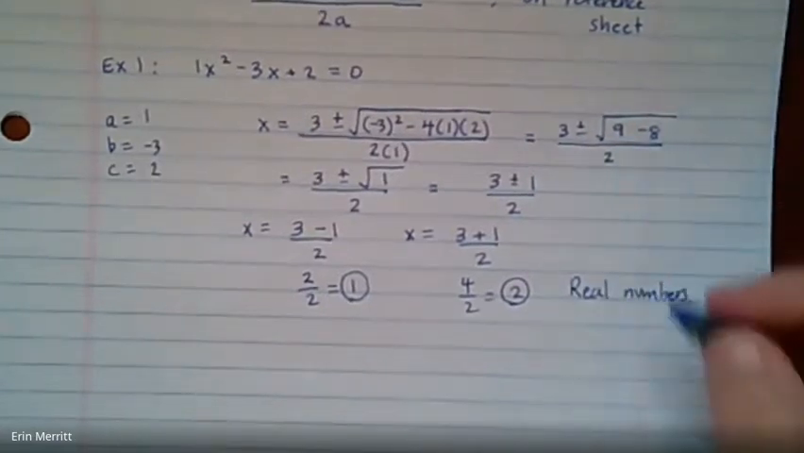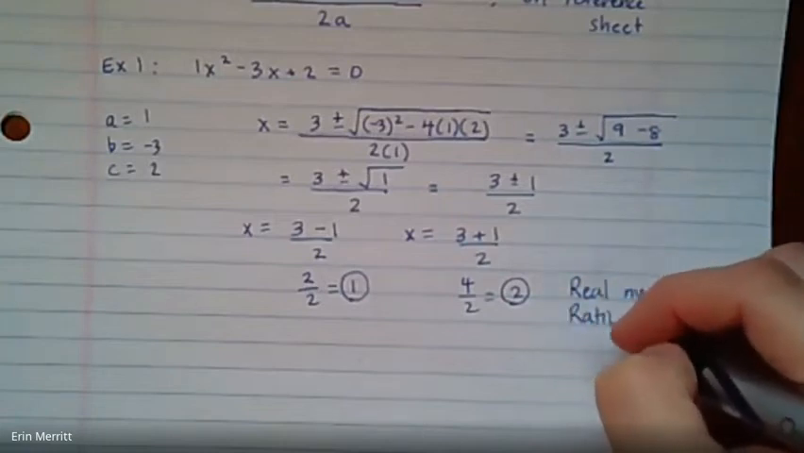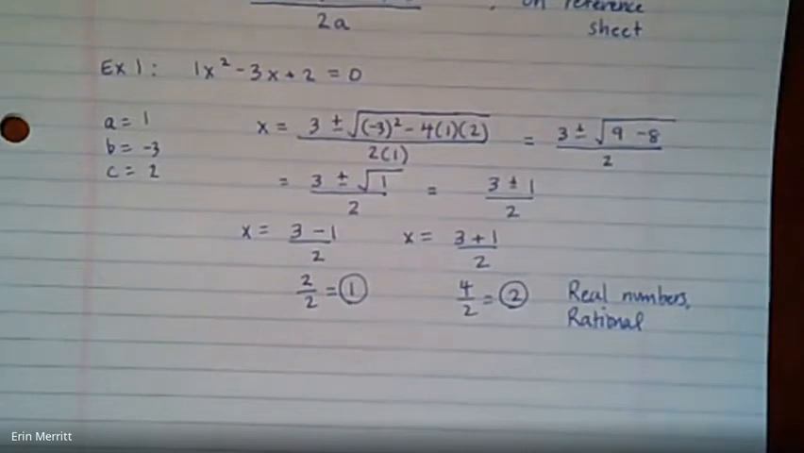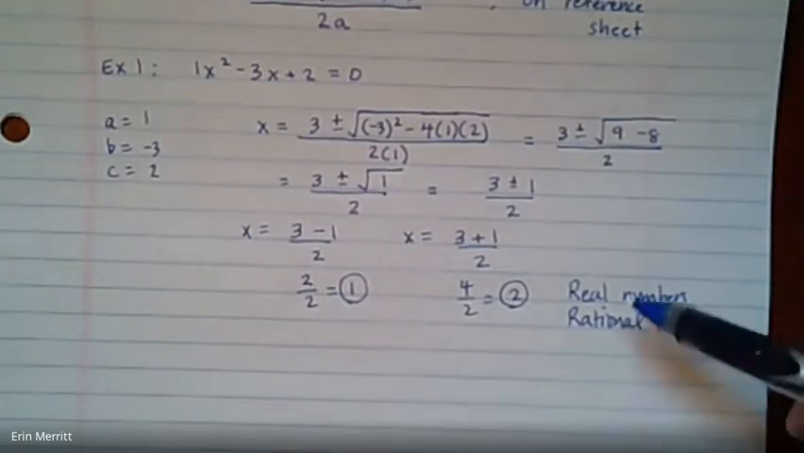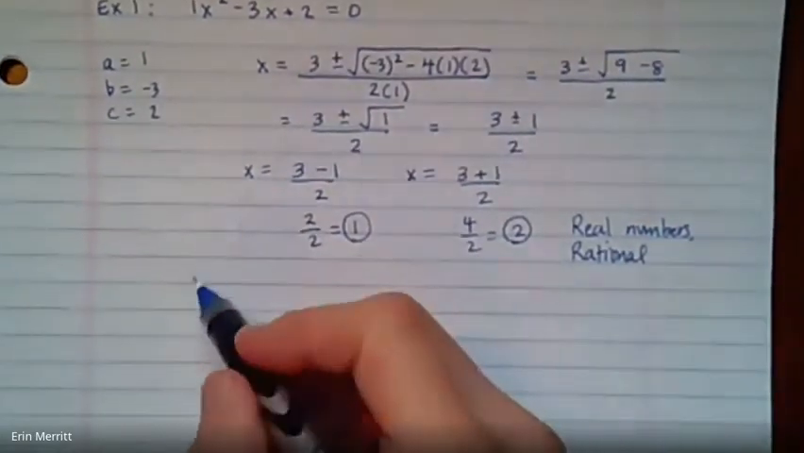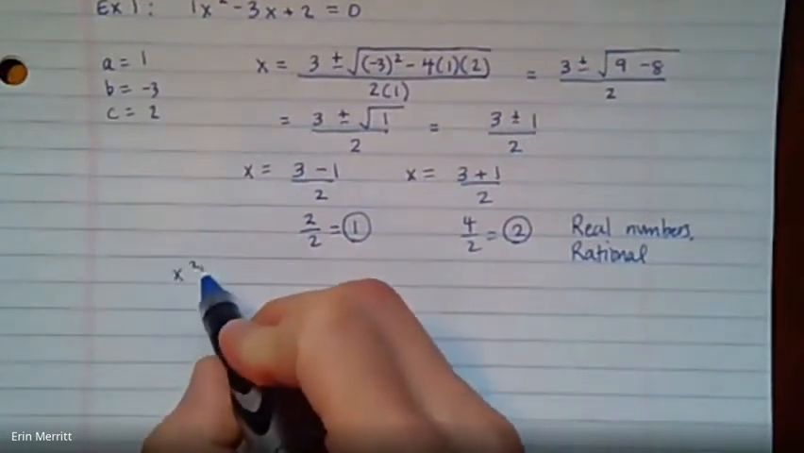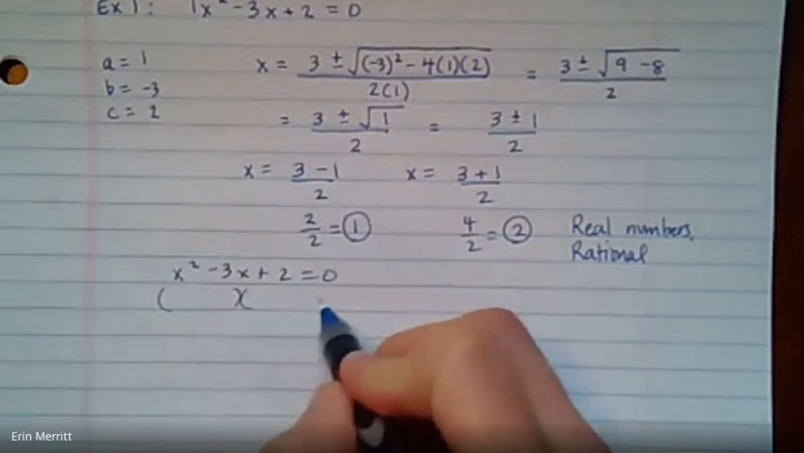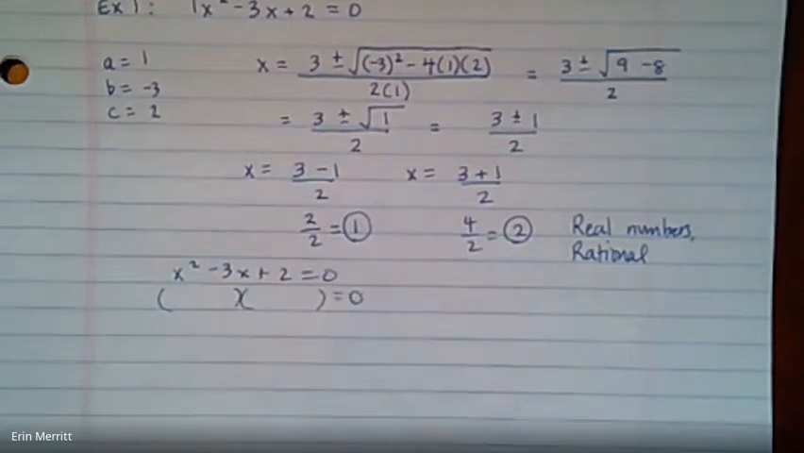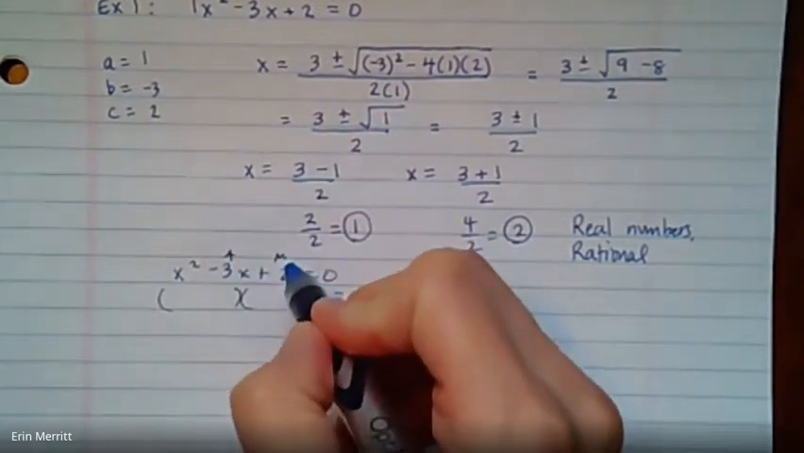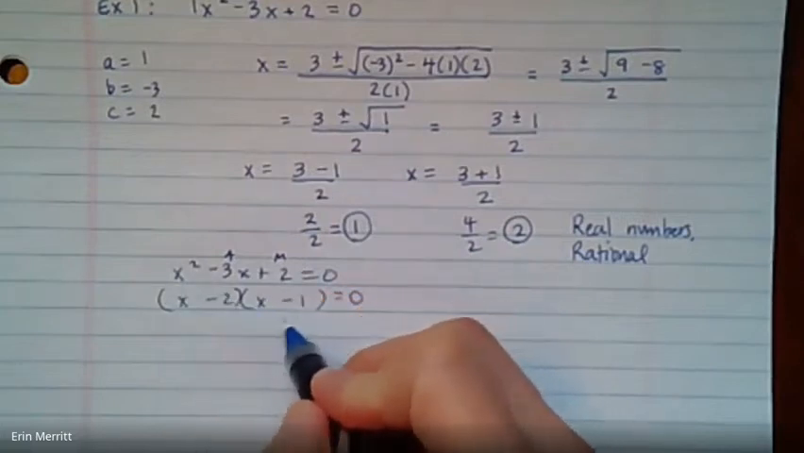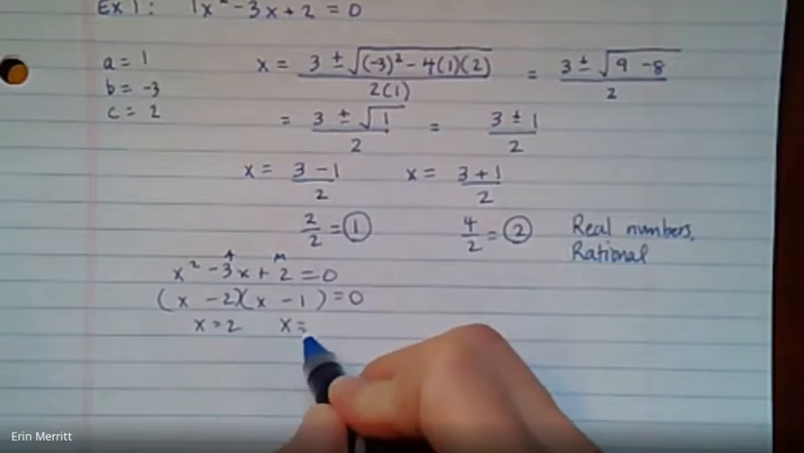And they're also rational. So nice whole numbers, or nice fractions, are rational values, right? That means it could have been factorable. So if I go back up to the original, x squared minus 3x plus 2 equals 0, you might have been thinking as I was working through the quadratic formula that we could have just said, hey, what adds to negative 3 and multiplies to 2? That would be a minus 2 and a minus 1. And then there's those 2 solutions.